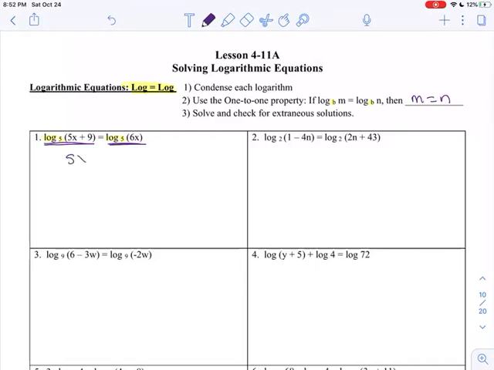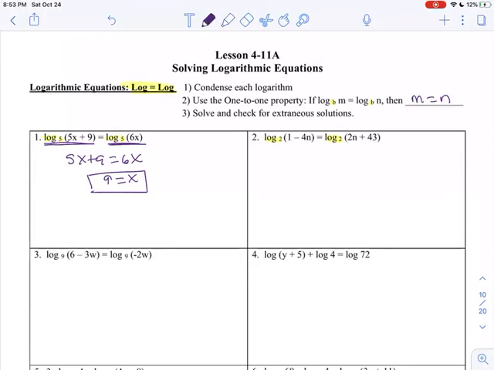We have log base 5 on the left and log base 5 on the right. So I have the same exact base, one log on the left and one log on the right. I'm just going to take the 5x plus 9 and set it equal to the 6x. This was a nice easy one. I subtract 5x, and I get x equals 9. Quickly in my head, I'm going to plug in 9 on the left and the right, and just make sure that it will not result in a negative number. You cannot take the log of a negative number.